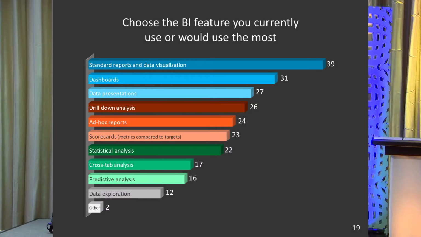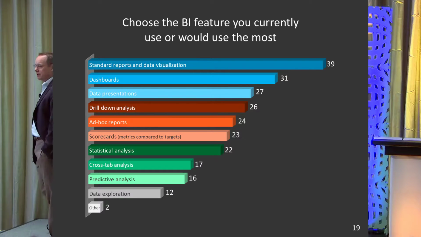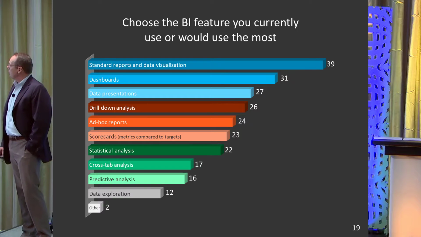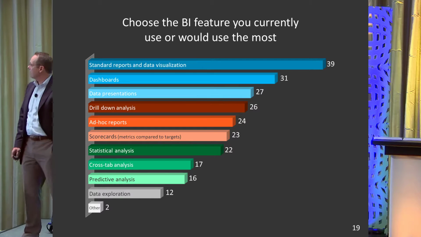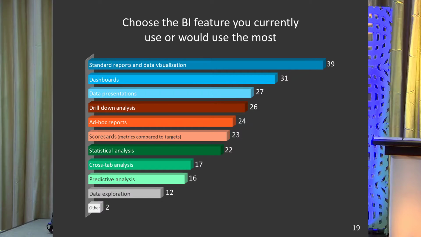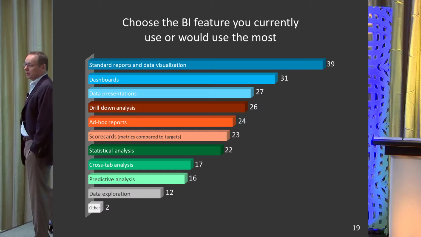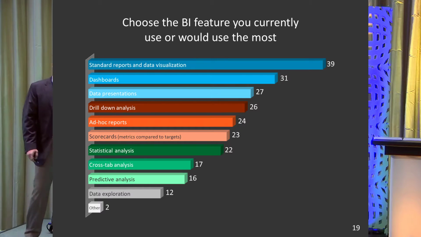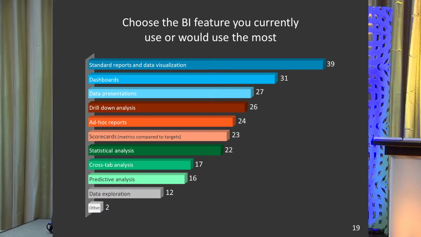The features that you would like to use. Again, this was what I expected. The common types of features for BI are at the top of this bar chart. Standard reports and data visualization, dashboards, data presentations. The more advanced areas of BI are below. They didn't get as much mention. Statistical analysis, crosstab analysis, predictive analysis, and data exploration. That's because it's difficult to do that, or you believe that you need a data scientist to do that work for you. But again, this is saying how we feel today.